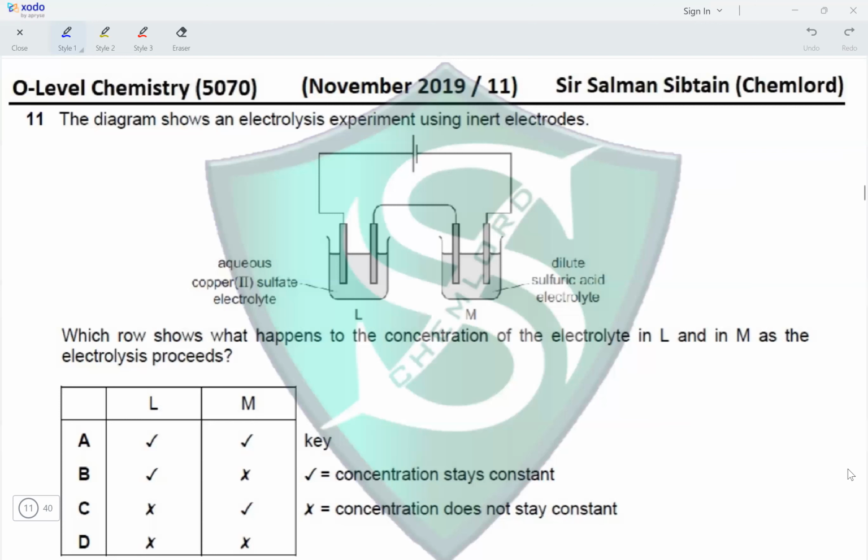And in M, we would have water being electrolyzed. So dilute sulfuric acid would become more concentrated. We would have concentration increasing. So for aqueous copper sulfate, the concentration decreases. For dilute sulfuric acid, the concentration increases. In both cases, the concentration does not remain the same. So this makes option D the correct option for this question.